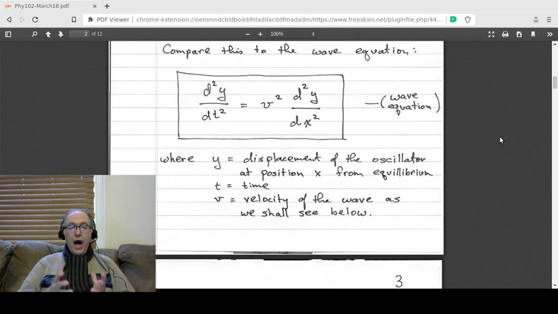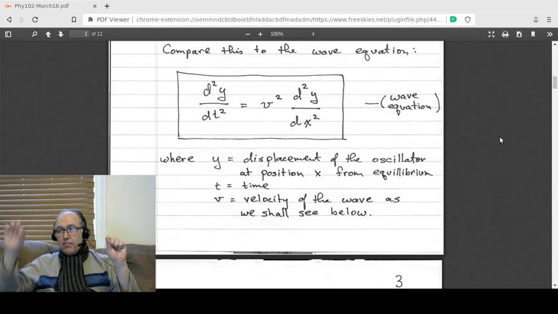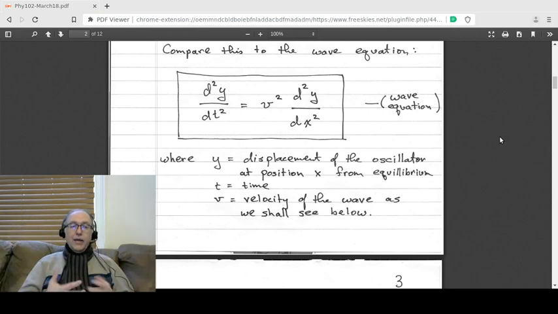Well, y is the hard thing to understand. y is the displacement, okay? But the displacement of what? Since this is a wave, it's made up of infinitely many harmonic oscillators. So again, you can think of the string, okay? And every point on the string can be thought of as an oscillator. And so y can be thought of as the displacement of the oscillator, which is at position x.